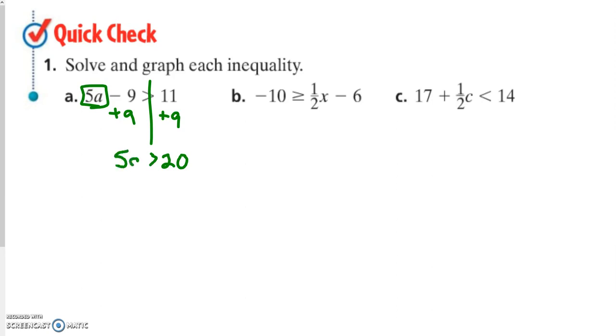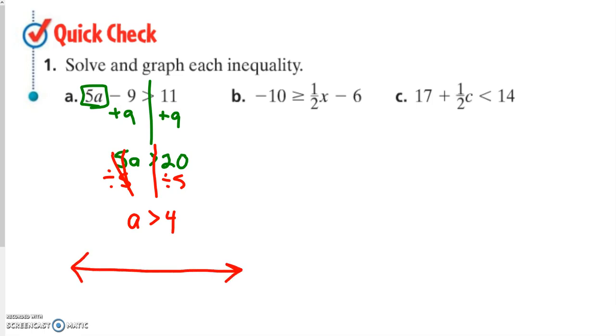Now I've got 5a is greater than 20. I'm going to divide by 5 on both sides. 1a is just a. Inequality symbol drops down. 20 divided by 5 is 4. I know that I need numbers that are bigger than 4. So I'm going to put a 4 on here.